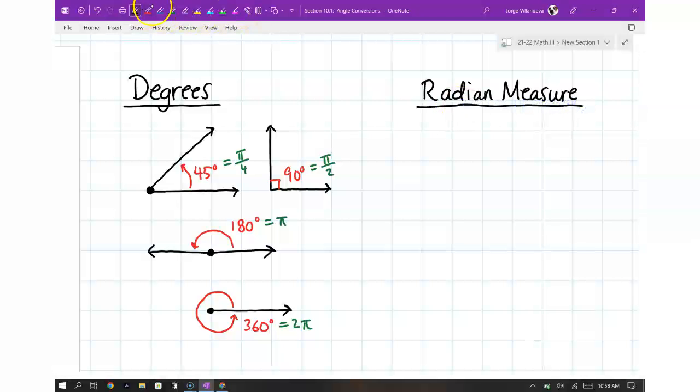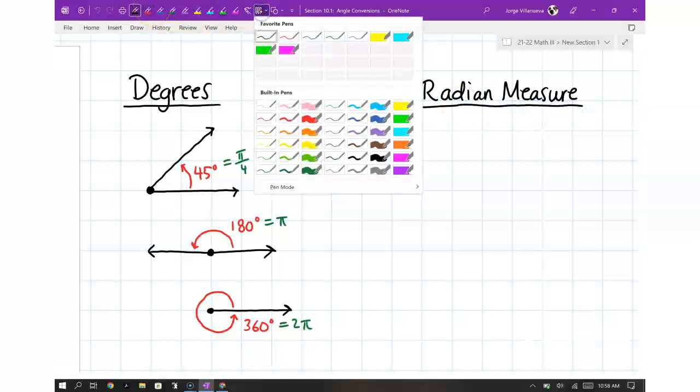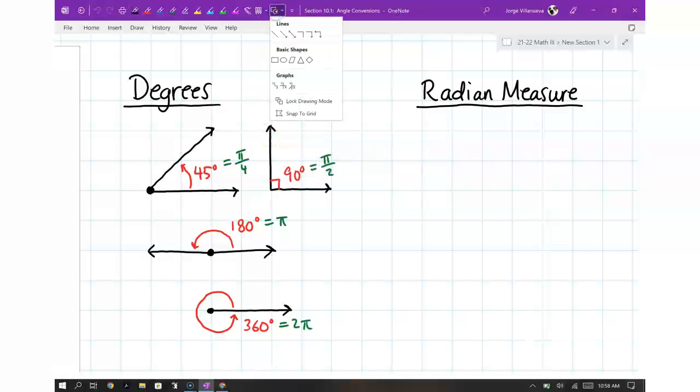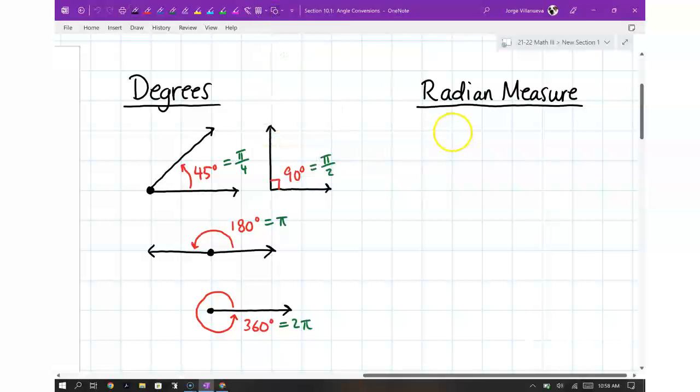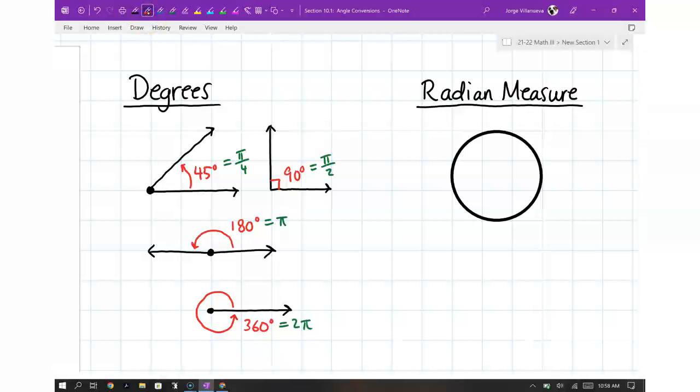The radian measure came from circles. So we're going to start off with a circle. Now I'm going to draw its center, and I'm going to draw a radius. Sneak peek, the radius is the radian measure, just so you know. But what I'm about to draw right now, do not draw.